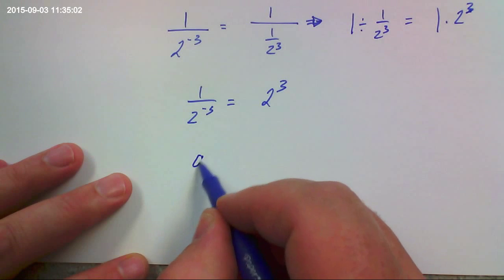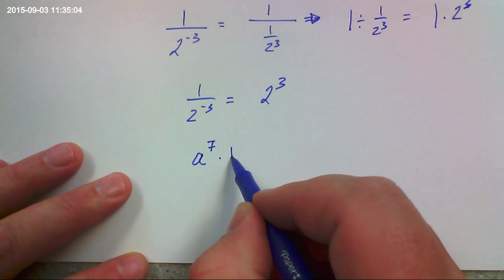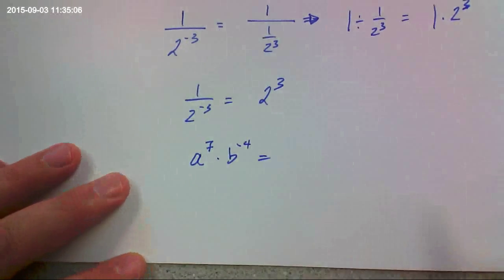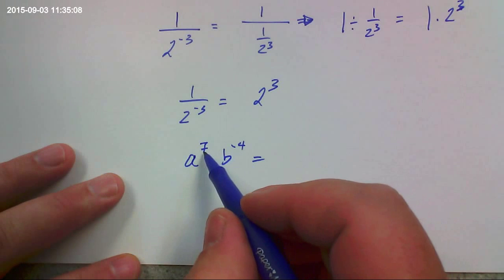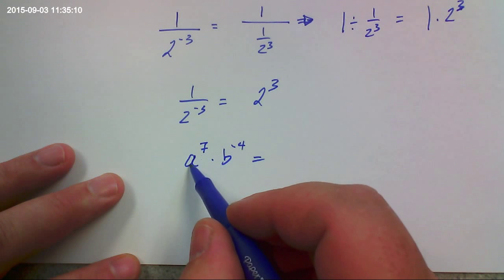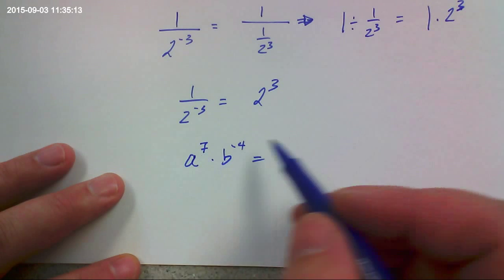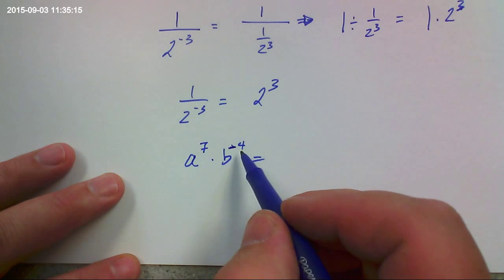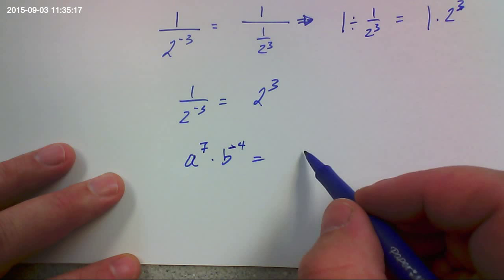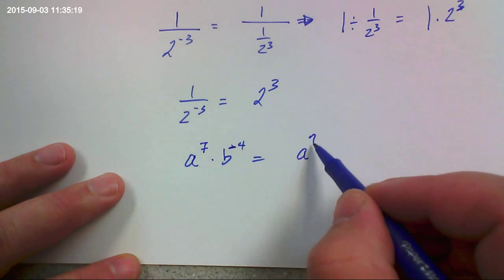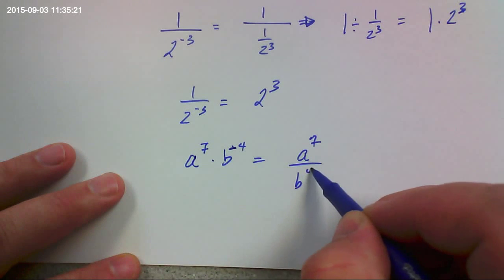What if you had something like a to the 7th times b to the negative 4th? Well, here, the 7 says that we have 7 a's all multiplying, and this says we are dividing that by 4 b's. So that would be a to the 7th divided by b to the 4th.